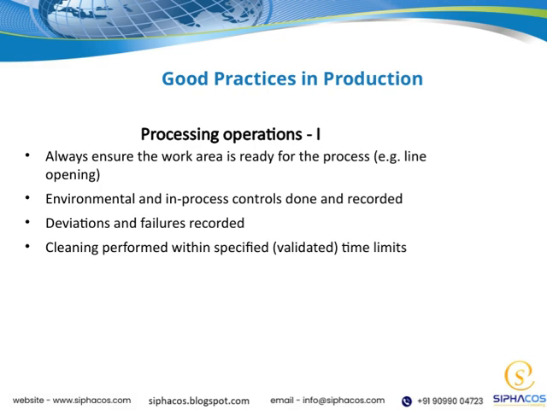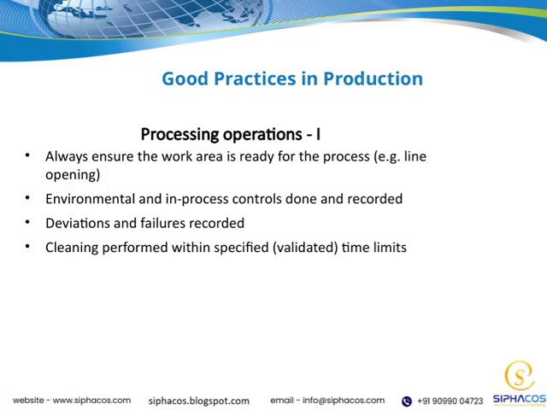Let's start with ensuring that the work area is fully prepared before beginning any processing operations. This includes activities like opening the line and making sure everything is set up properly. It's crucial that the environment is ready to maintain product quality and safety. Next, we need to perform and document environmental and in-process controls throughout the process. These controls help us monitor conditions like temperature, humidity, and cleanliness, ensuring everything stays within validated parameters. Recording these checks is essential for traceability and accountability.